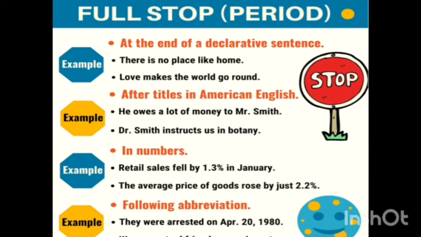In number 3, we'll put a full stop in numbers like, retail sales fell by 1.3% in Jan. The average price of goods rose by just 2.2. In numbers, you can see a full stop. And we'll put a full stop in the following abbreviation like, they were arrested on April 20, 1980.